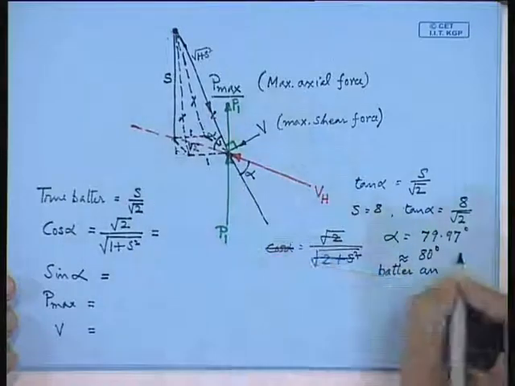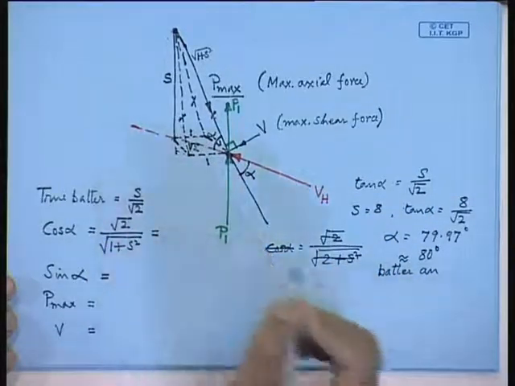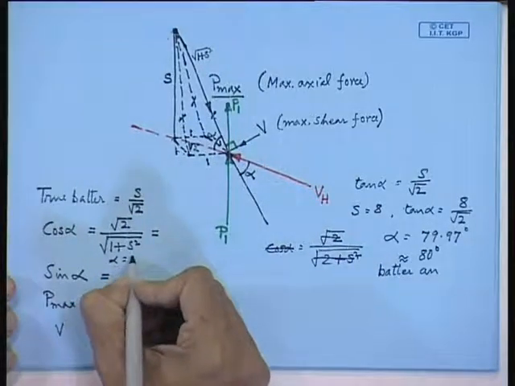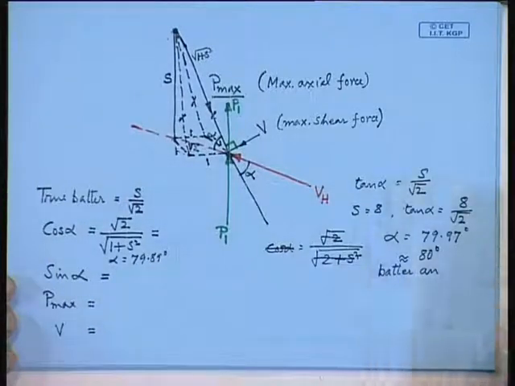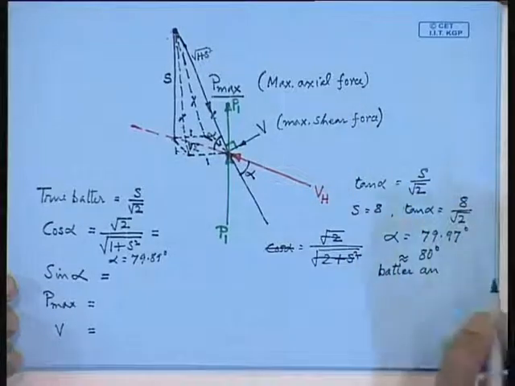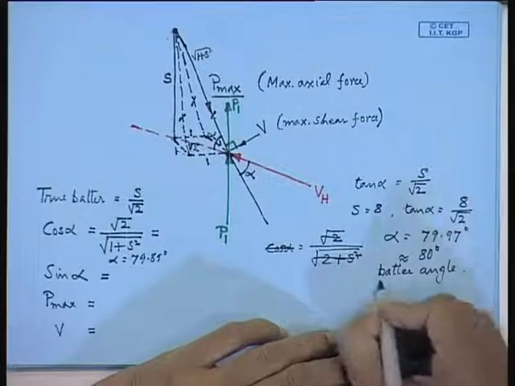Cos alpha is how much? Sir, if you take this formula, this one, 79.89. So from here alpha you are getting 79.89. So almost same. Anyway, use this, since this you are able to understand better. So this is your better angle. Better angle is almost 80 degrees.